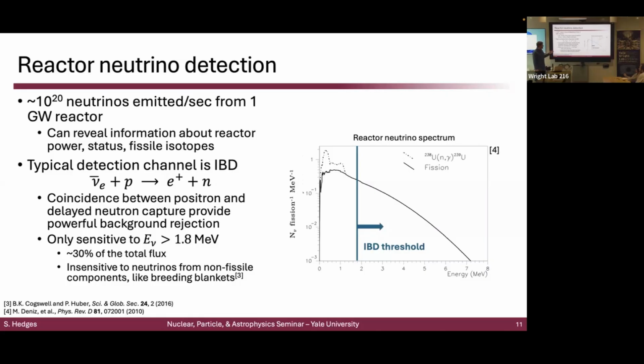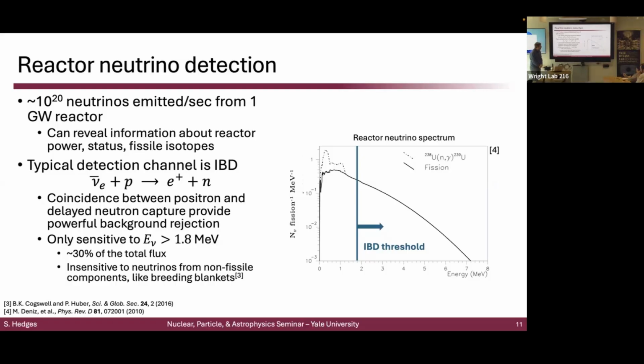The positron will deposit some energy and then annihilate. And then typically tens of microseconds later, we'll have this neutron capture. And this coincidence gives us a powerful background rejection, allowing these detectors to operate at the surface. So while all of this is really nice, IBD is only sensitive to neutrinos with energy greater than 1.8 MeV. And that only encapsulates about 30% of the total flux of neutrinos emitted from nuclear reactors.